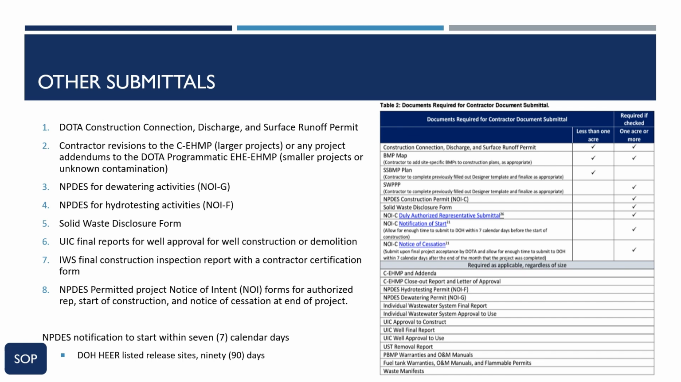NPDES notification to start within 7 calendar days before the start of construction is required to be submitted to DOH. For DOH year listed release sites, a 90-day notification to start of construction is required. A full list of documents required for the contractor document submittal is included in the SOP. Documents must be submitted to AIR-EE for review prior to submitting to DOH. After AIR-EE approves the submittals, the SPM or tenant will be informed via email to submit to DOH.